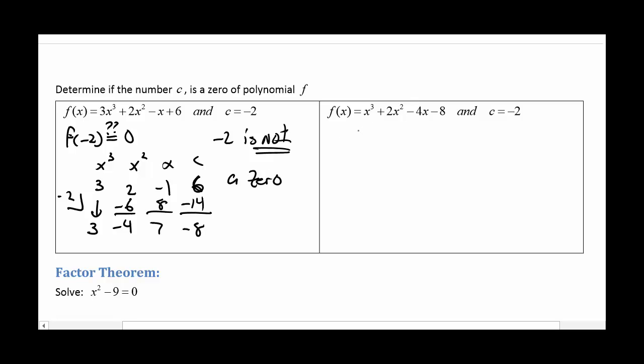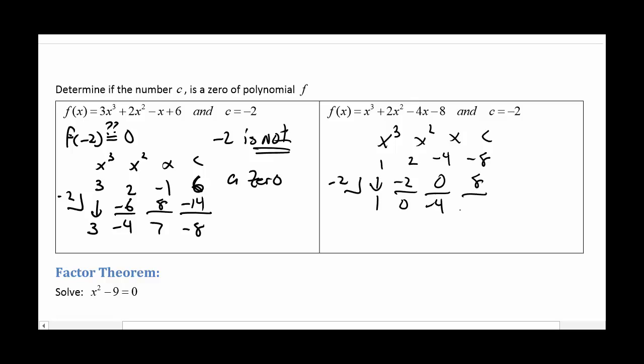We'll try this other function then and see if -2 is a 0 of it. So x cubed, x squared, x and constant, 1, 2, -4, and -8. Evaluate that at -2. So we'll drop the 1, multiply, combine like terms, multiply, combine like terms, and we do get 0. So -2 is a 0 of this particular function.